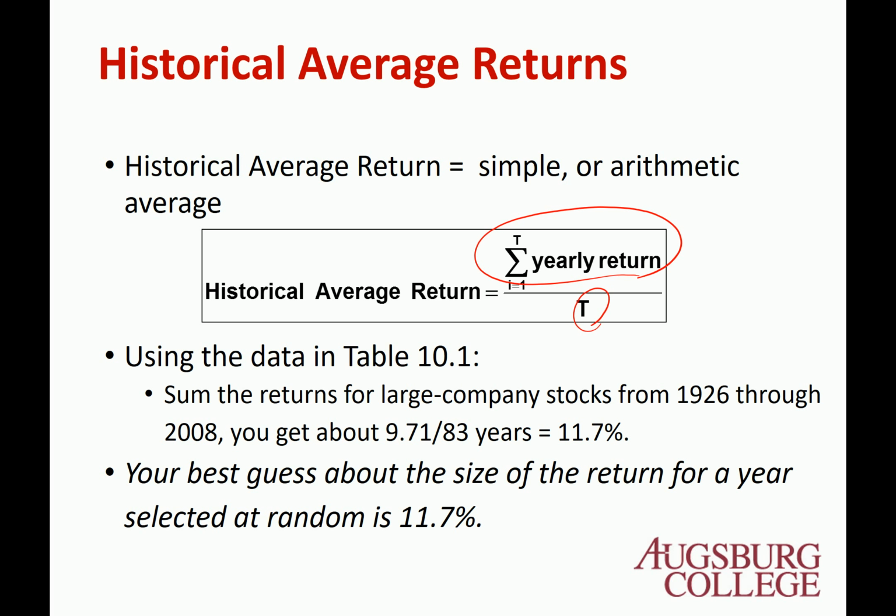So using the data in table 10.1 that we saw, the large company stock 11.7% means that the sum of all returns, 9.71, divided by 83 years. It means your best guess about the size of the return for a year selected at random is 11.7%. So if next year you want to invest in large company stock, the best guess you can get, on average, is about 11.7%. That's what it means.